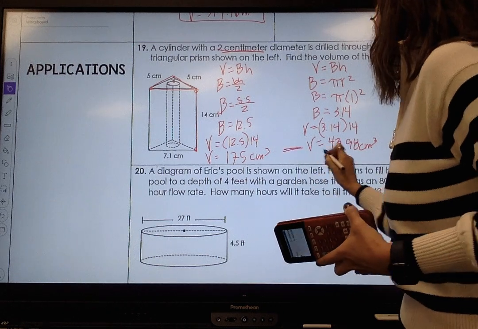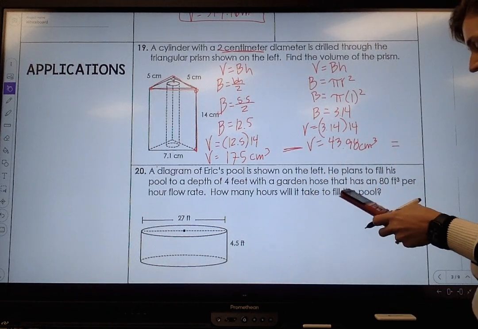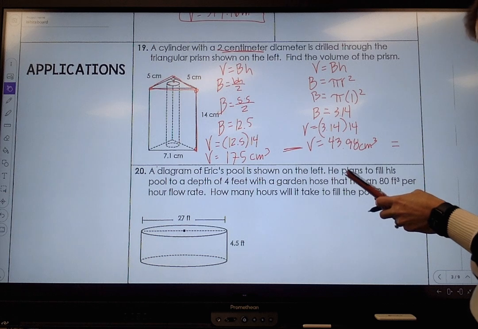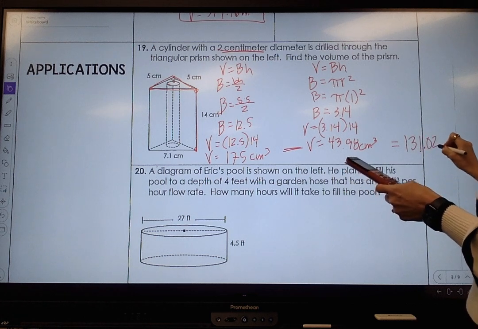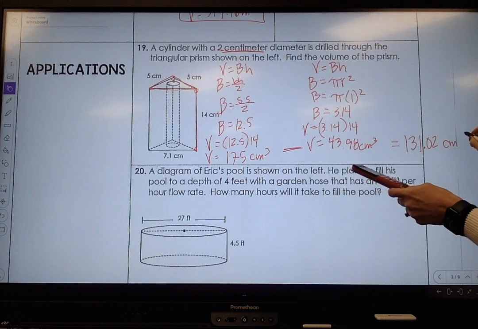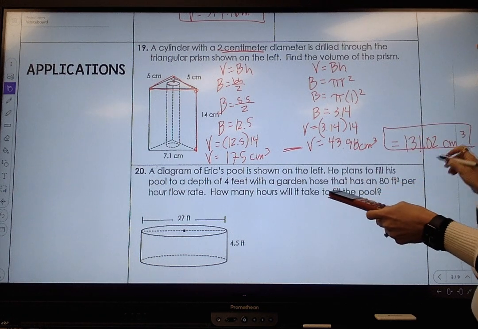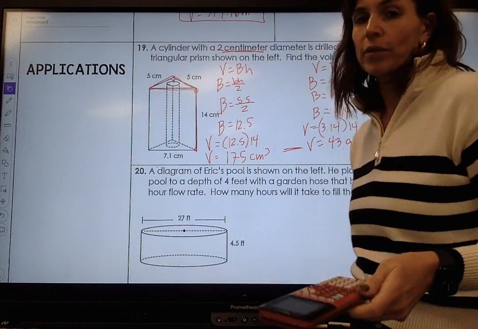So I'm going to subtract those two, and I get 175 minus 43.98, which is 131.02 centimeters cubed. That's the volume of that region. So that's how those work.